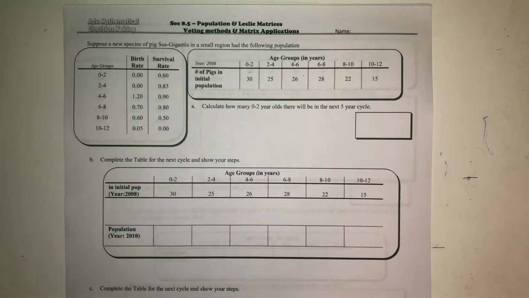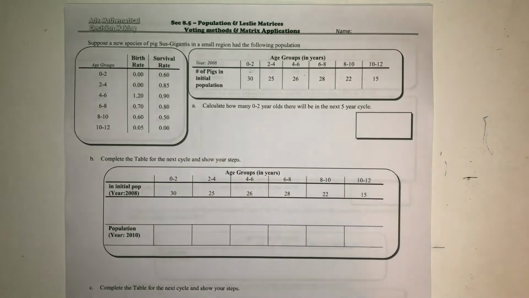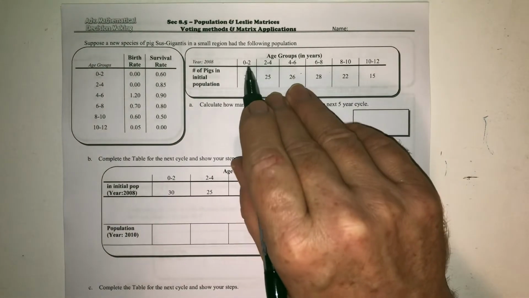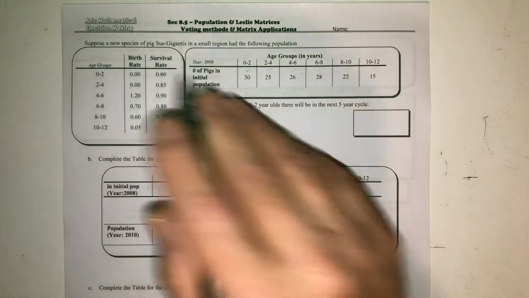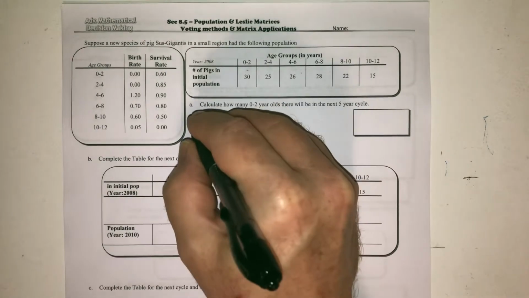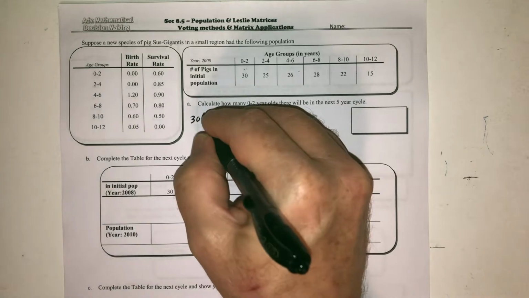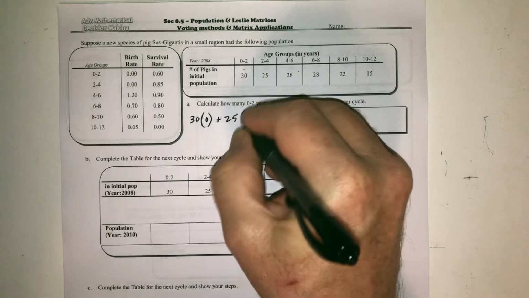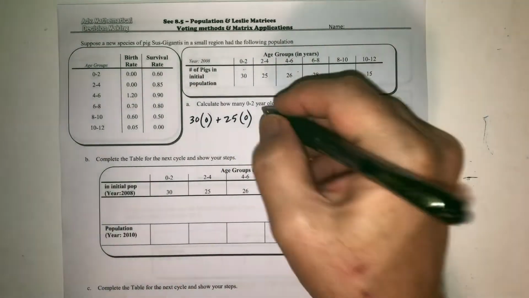Part A says to calculate how many 0 to 2 year olds there will be in the next 5-year cycle. The first thing we're going to do is take 30, which is the 0 to 2 age group, and multiply it times its birth rate. So that would be 30 times 0. We're going to add to that 25, the 2 to 4 group, and theirs is also 0. Apparently they're not having any babies.